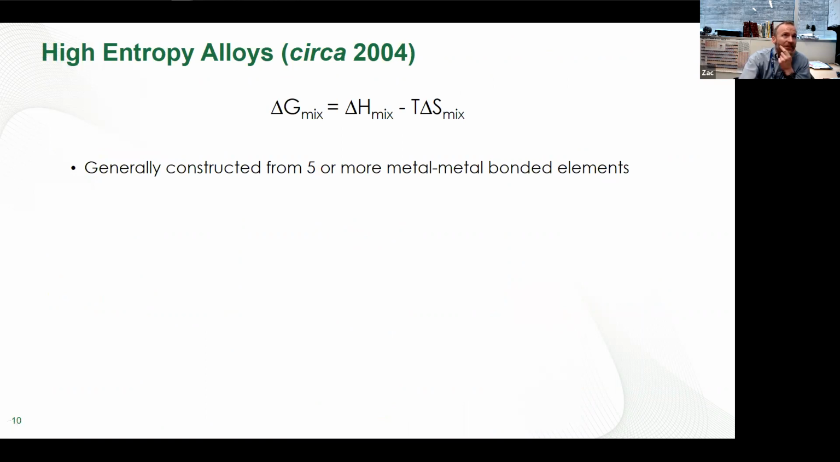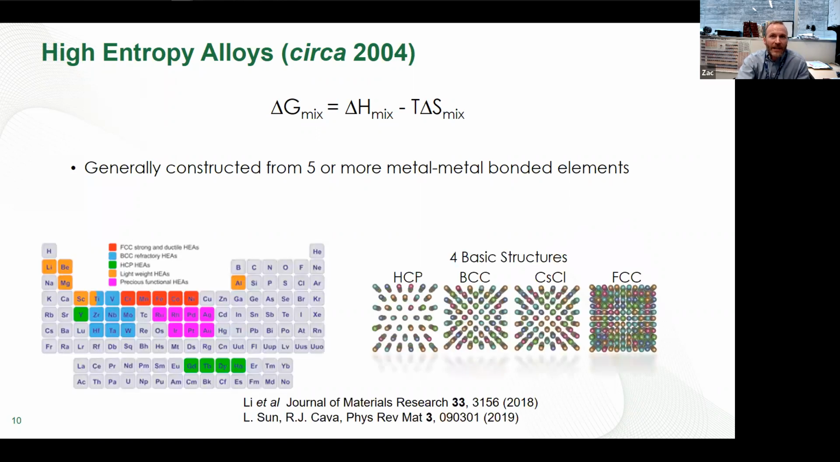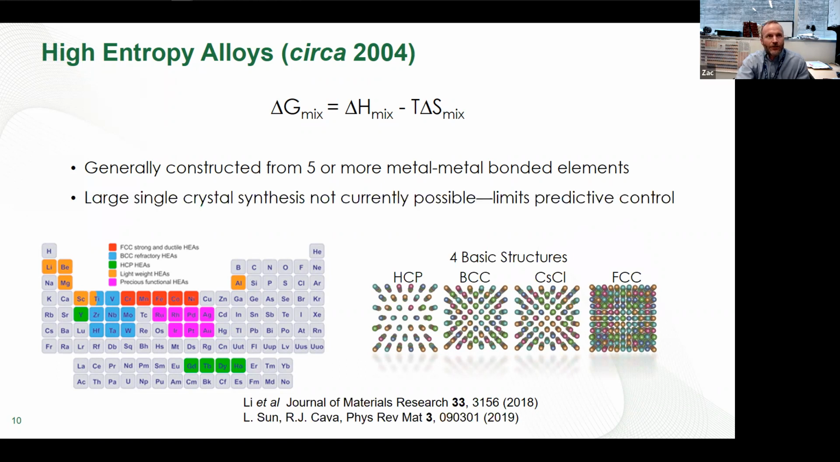Okay, so this is where the high entropy alloys came in. This has been almost 20 years now. These are generally constructed of 5 or more metal-metal bonded elements. And they're a relative few. This isn't the entire periodic table that people have made these. And there are 4 basic structures that you're going to find these in somewhere. So you can't access really complicated crystal structures.